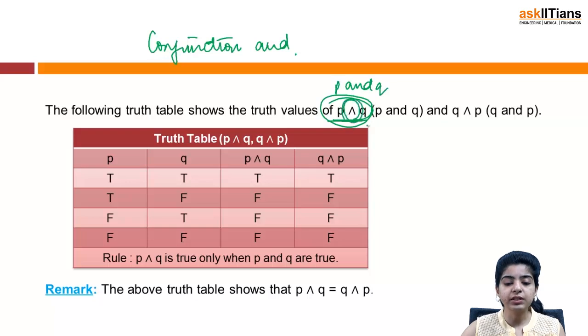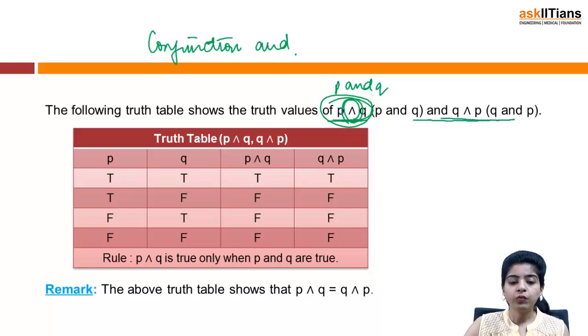This symbol is "and", right? Just fit it into your brains. This symbol is "and": Q and P. So this is how we write down the truth table for P and Q.